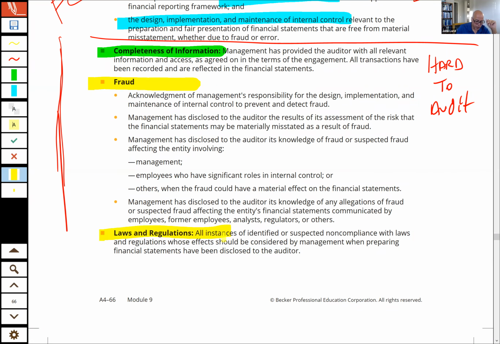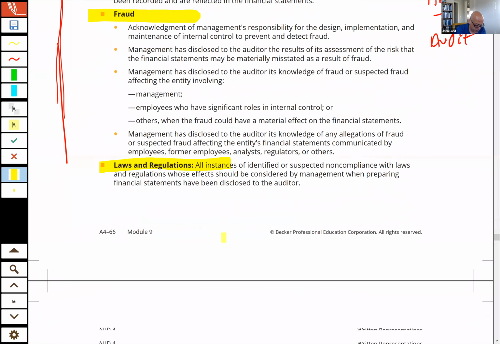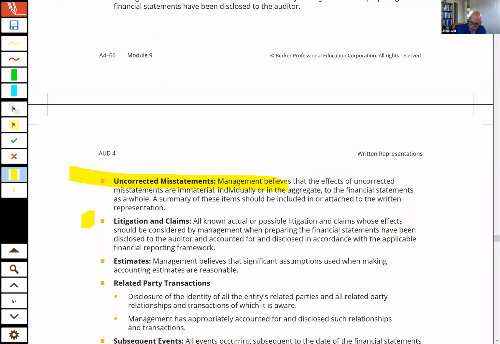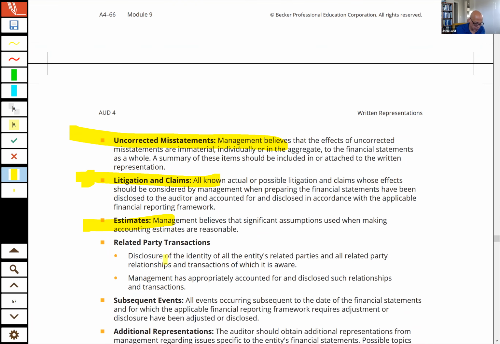Okay. Laws and regulations. Management should know what laws and regulations are subject to their business. And they should put in the management rep letter that they've informed us of those important laws and regulations. Okay. Coming down. If there are uncorrected misstatements, you told us about them, didn't you? Litigation, claims, and assessments. We start with management. Hey, you tell us. You should know whether you're being sued. Estimates. Hard for us to necessarily come up with that recalculation, independent estimate. So we ask them to say, hey, you've done a good job with your estimates.